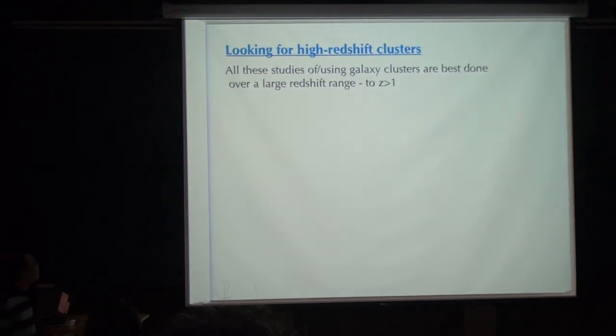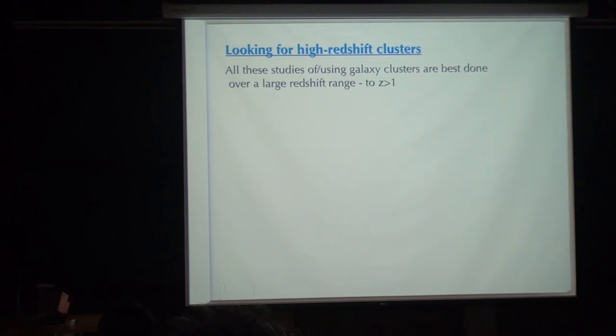Now, we spend a lot of time and a lot of resources looking for high-redshift clusters. One of the main reasons is that all three things that I described briefly, using clusters for cosmology and studying large scale structure, using them for lensing, and studying how galaxies evolve in different environments, would all do much better if you look farther and farther out rather than just looking very close by. And so for many, many years, the effort to find galaxy clusters that are more than halfway across the universe has been going on.